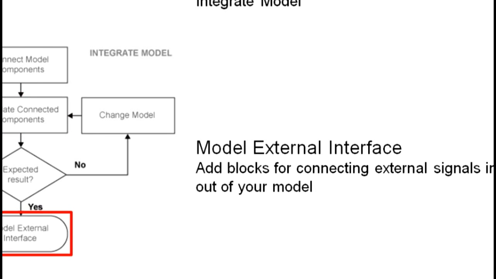Third part is modeling the external interface. A model is ready, but how will it interact with the external world? For that, we need to have signals in and out of our model. So adding the blocks for these external signals coming inside the model and going outside the model is what is called modeling the external interface.